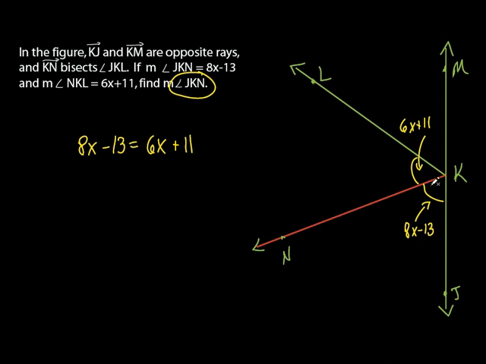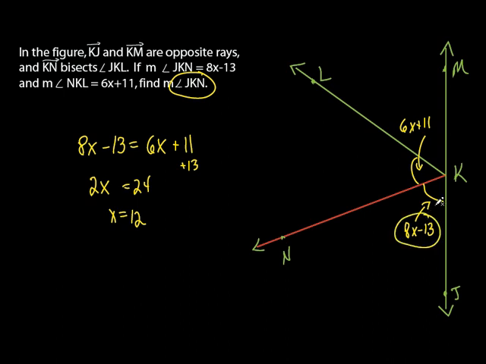Why do I set them equal? Because we were told that this was being bisected, so that means we've split this big angle into two equal angles. That's why I put the equal sign there. Let's do this quickly. Subtract 6x from both sides will give us 2x. Add a 13 to both sides, and that'll give us 24. Divide by 2, and that'll give us x equals 12. That's not my answer, though. I have to find what angle JKN is equal to.